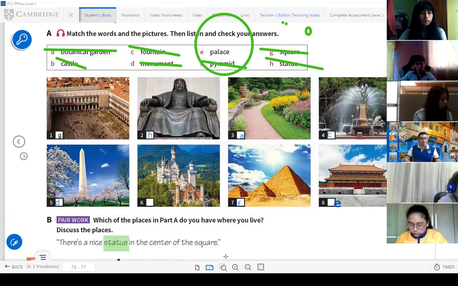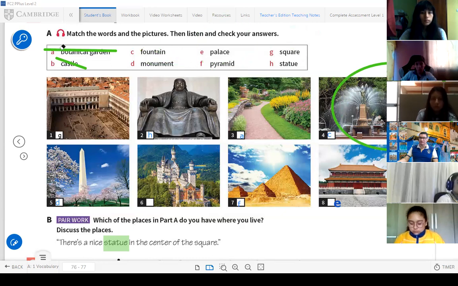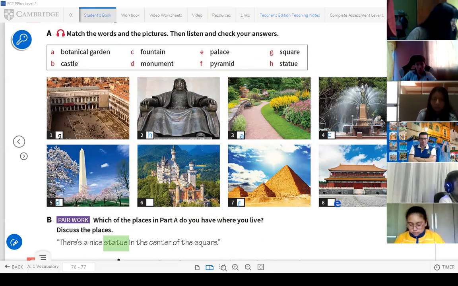En Huánuco, there is a fountain, yes or no? There is a nice fountain, this is the fountain, ¿no? There is a nice fountain in the center of the square, en el centro del square, de la plaza, ¿no? You have here the fountain. What else? ¿Qué más podríamos decir? What else is in Huánuco? Do we have a statue? What do you think? Do we have botanical garden? Do we have monuments, castle, pyramid, palace?